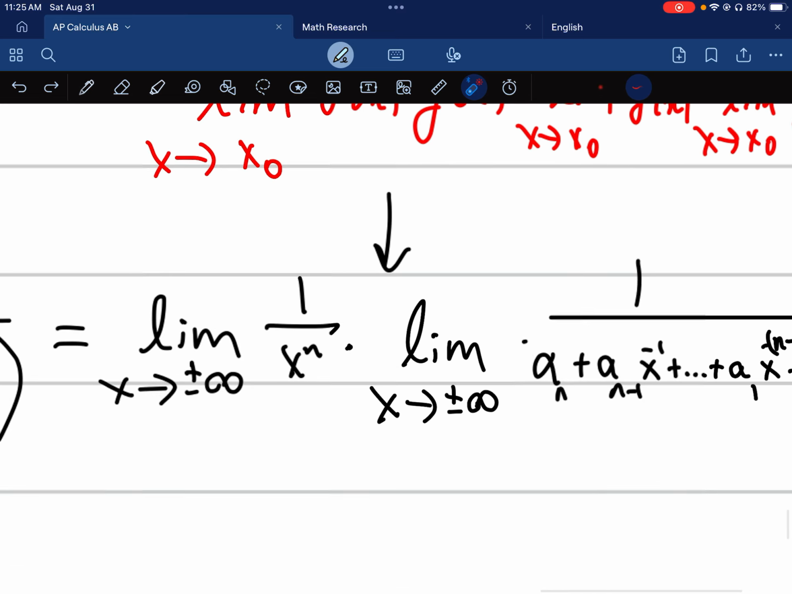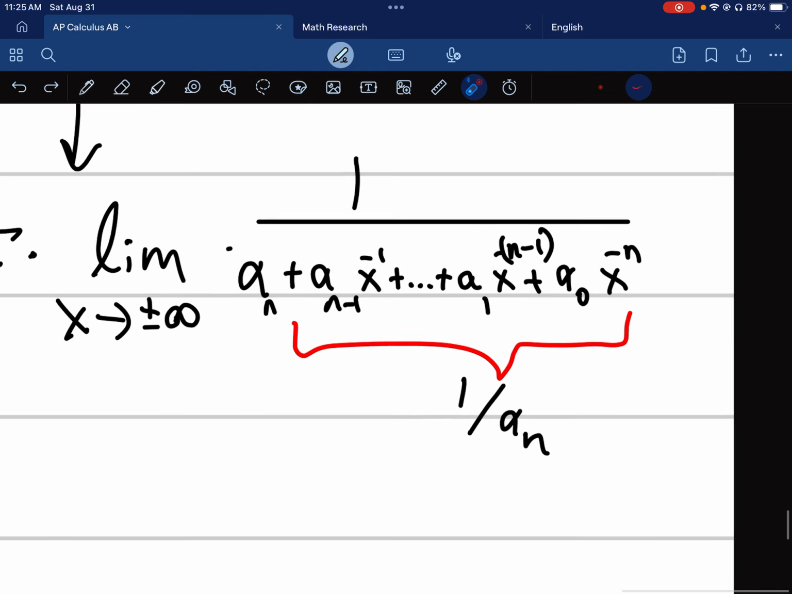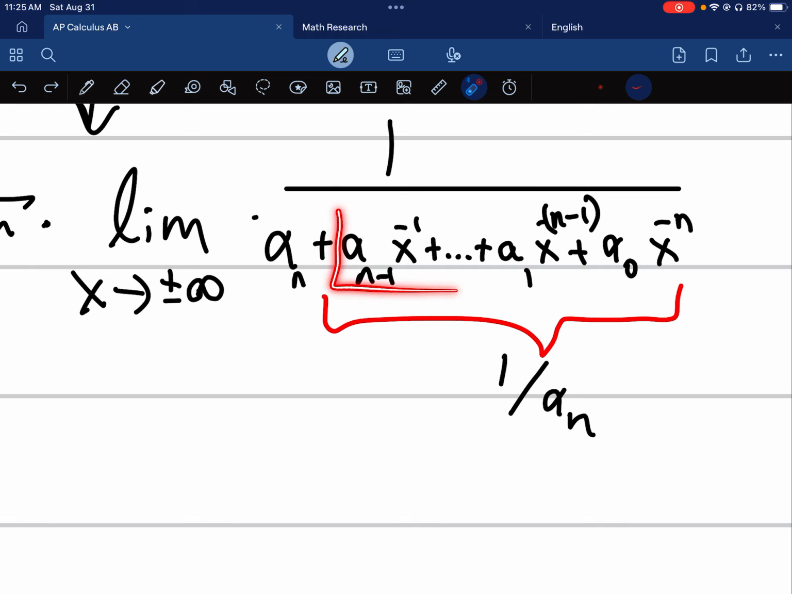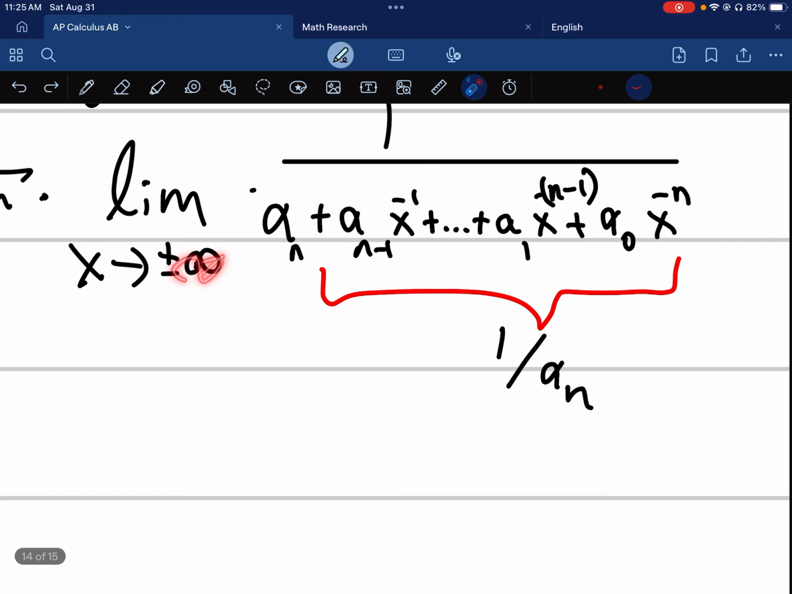So we're going to end up with this limit of 1 over x to the n times the limit as x approaches plus or minus infinity of 1 over this. Recognizing that, since we're going to plus or minus infinity, this is 1 over x to the n, we're just writing it with a negative n. So noticing that all of this will just go to 0, as we have the x in the denominator and x is going to either infinity, we're going to be left with this.